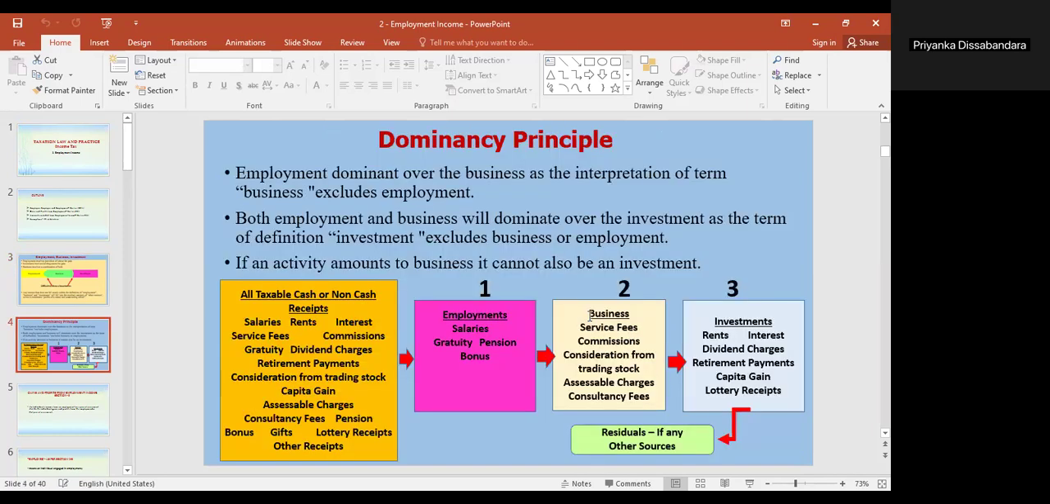If it is an employment, there are some incomes that can be categorized under employment income. So if we have salaries, rents, interest, service fees, like that, we have a lot of income categories there. So we have to categorize these incomes under the relevant income sources.